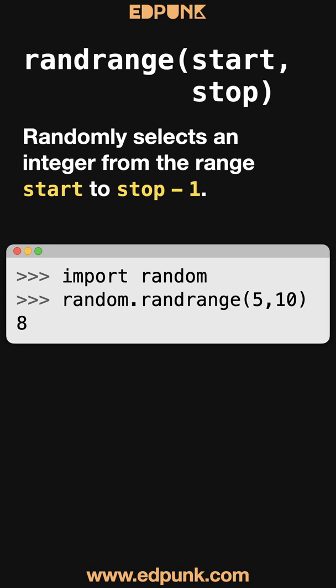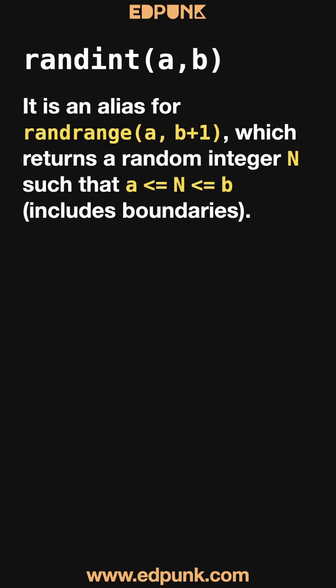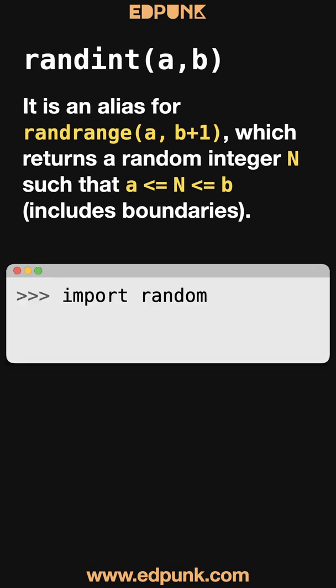As the upper boundary stop cannot be picked as a result while using the randrange function, the randint function can be used to generate a random integer that is greater than or equal to the first argument and less than or equal to the second argument. randint(start, stop) is equivalent to randrange(start, stop + 1). For example, let us import the random module. Now, executing random.randint(10, 20) returns a random integer that is greater than or equal to 10 and less than or equal to 20. In this case, the random integer returned is 12.